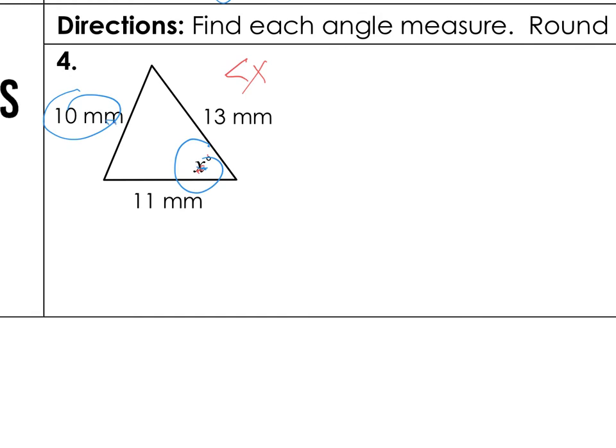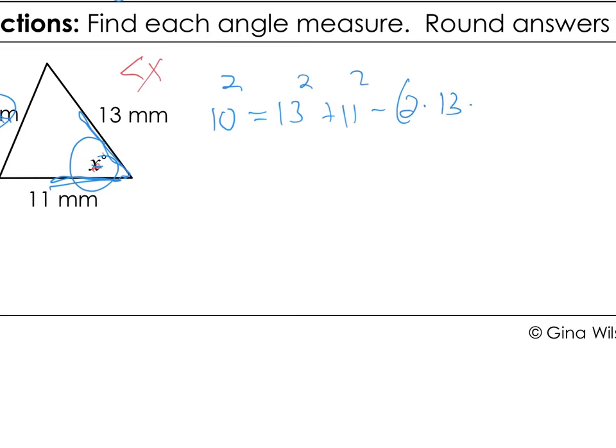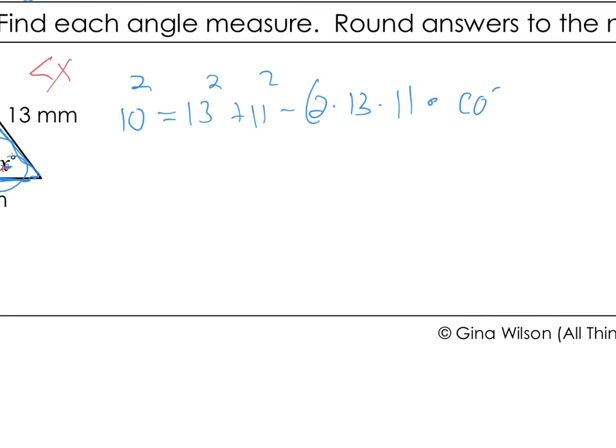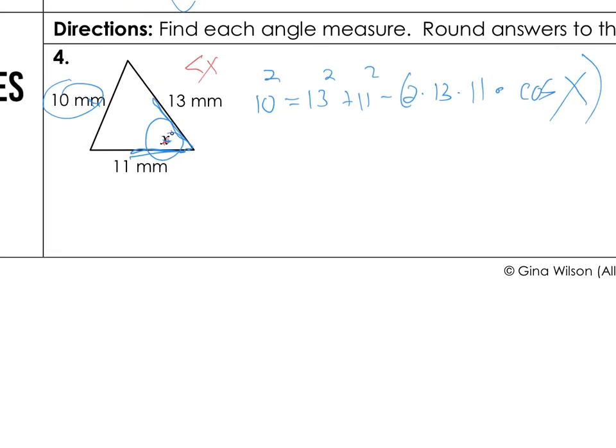The side across from the included angle, this is still called an included angle, has to be the number I have outside, 10 squared, equals the other two legs, 13 squared plus 11 squared minus 2 times 13 times 11 times the cosine of X. I don't know the angle.